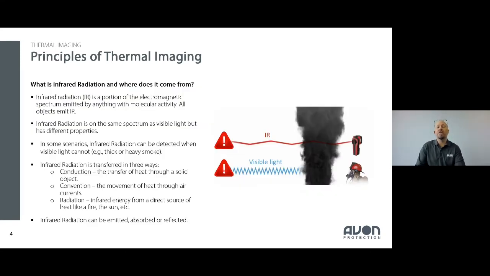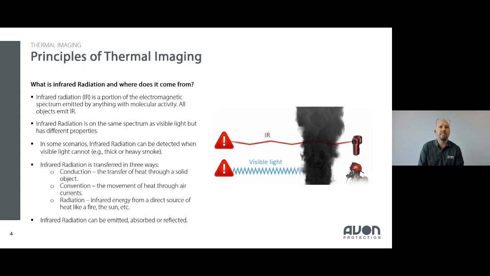If we look at the basic principles of thermal imaging, infrared is part of the electromagnetic spectrum, and it's actually just beyond the red end of the visible light spectrum, but it's considered invisible because you can't actually see it with the naked eye, and that's why it's called infrared. All objects emit IR in different ways, and in some instances infrared can be detected when visible light can't, and hence it's used in smoke and for the fire industry.